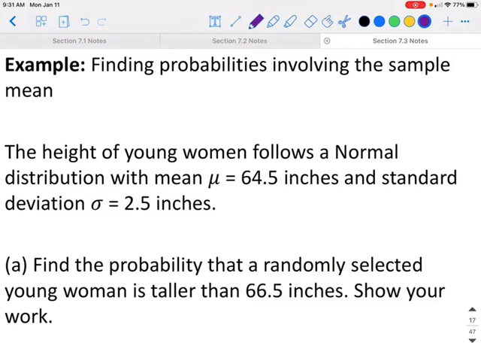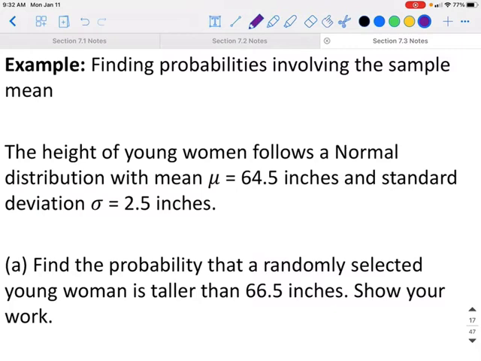The height of young women follows a normal distribution with a mean of 64.5 inches and a standard deviation of 2.5 inches. Find the probability that a randomly selected young woman is taller than 66.5 inches. Show your work. We already know that the population is normally distributed. Since the population is normally distributed, we know that the sample will also be normally distributed. We're going to let x be the height of a randomly selected young woman, and we need to find the probability that x is greater than 66.5.